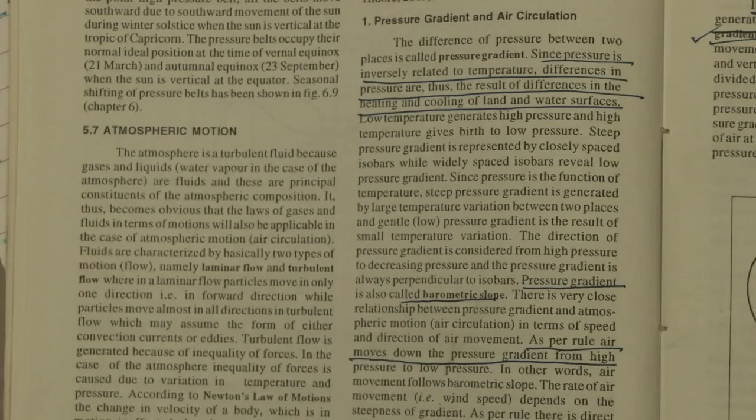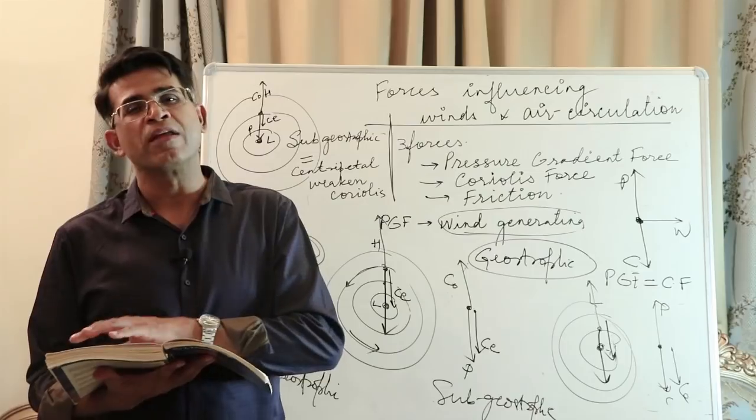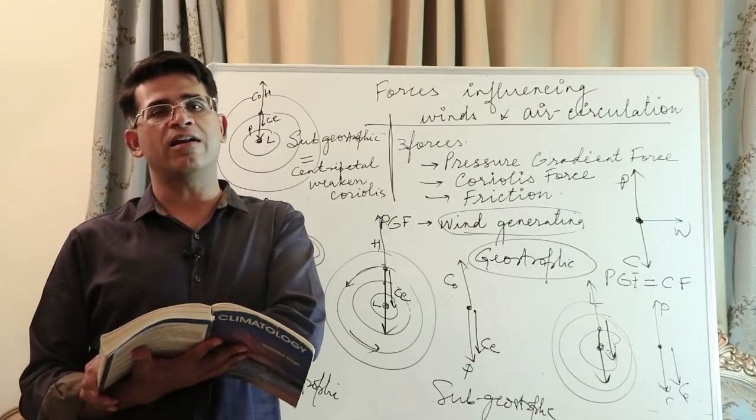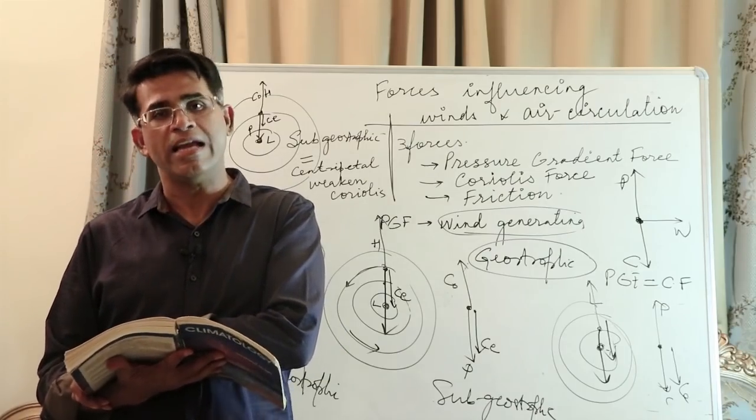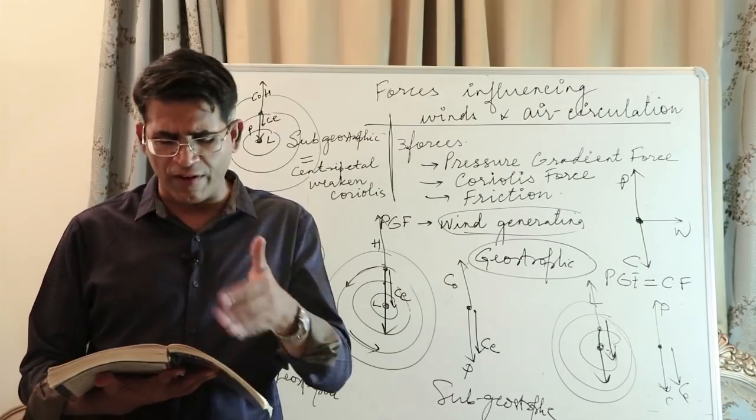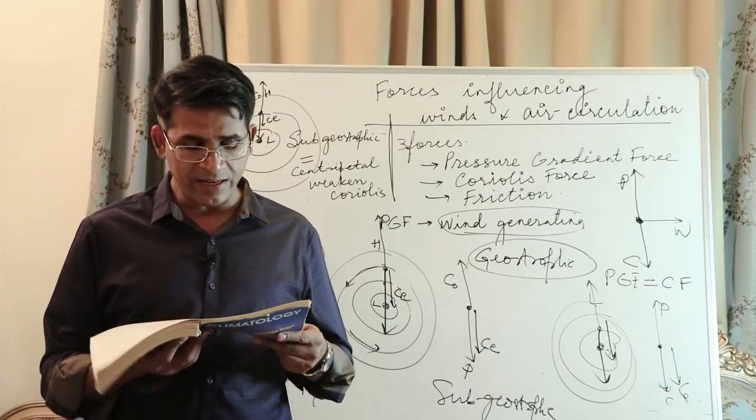The first one is pressure gradient and air circulation. It says the difference of pressure between two places is called pressure gradient. Since pressure is inversely related to temperature, differences in pressure are thus the result of differences in the heating and cooling of land and water surfaces. Anyway, this is still too simple. Why? Because we can have pressure which are not always related to heating or warming conditions. Okay, so fine, this is one case. It's okay at this level.